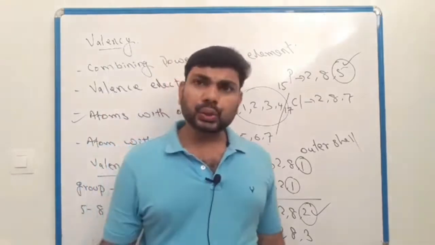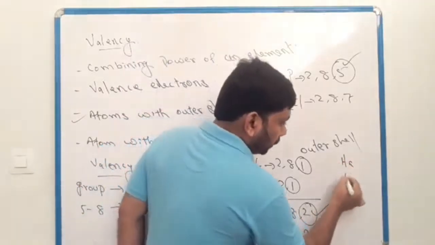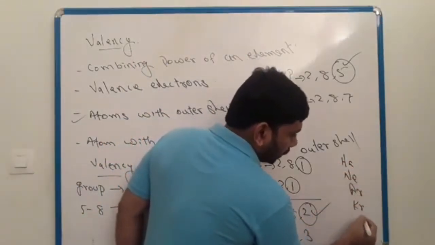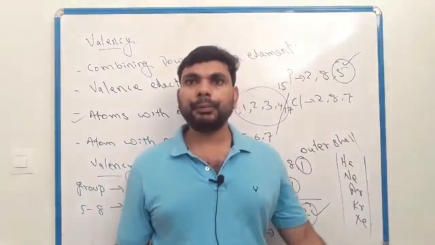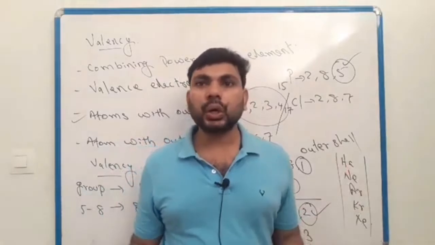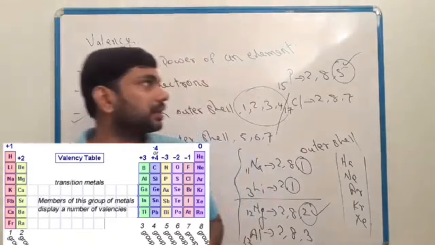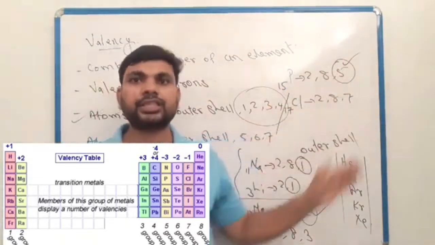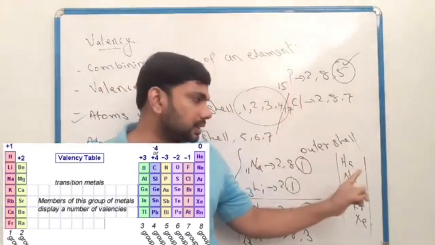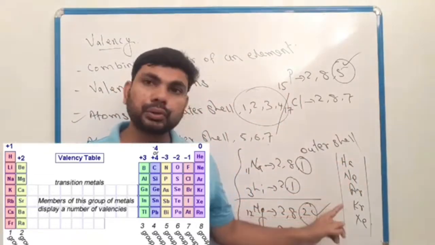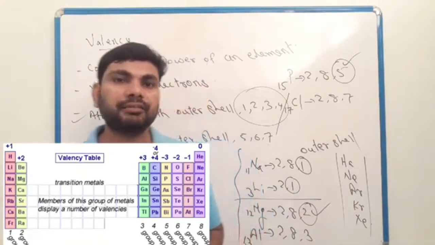Okay. Also you have to remember group 8 elements: helium, neon, argon, krypton, xenon. These are the last group, group 8, also called zero group elements. You can check in the periodic table at the end, group 8. This is their valency, always 0. You can check their valency.